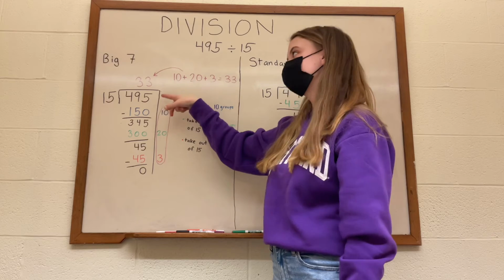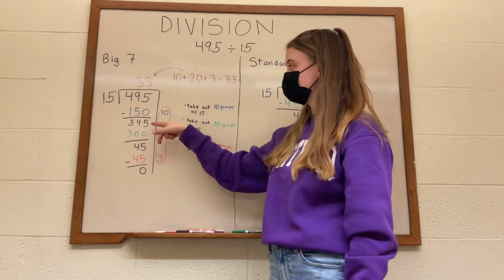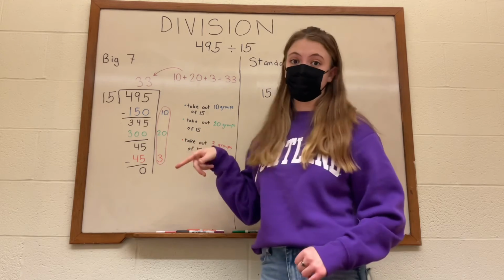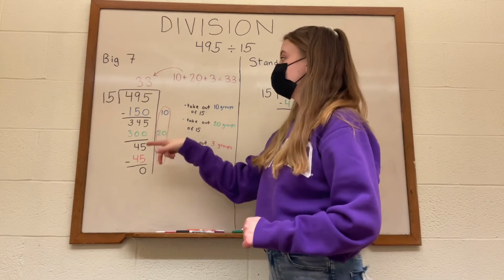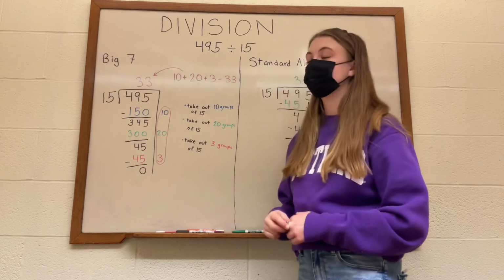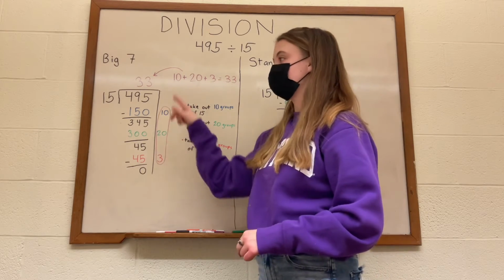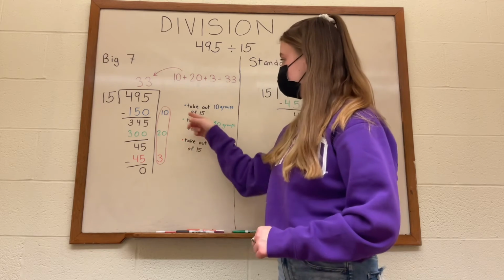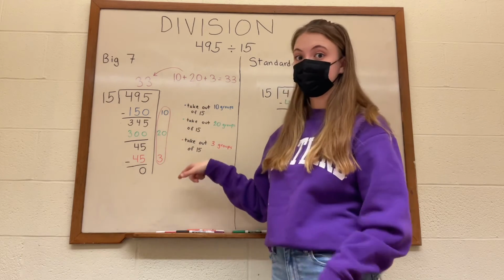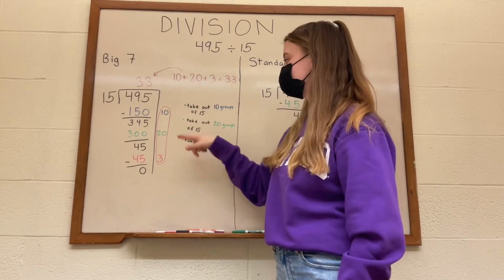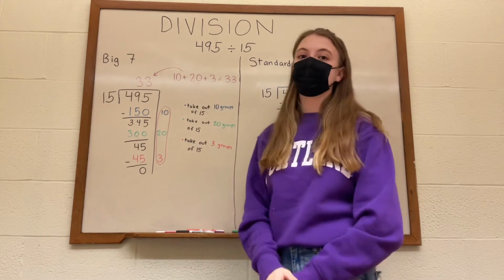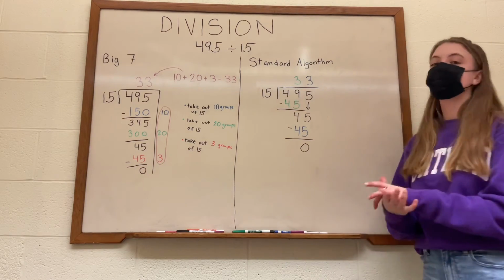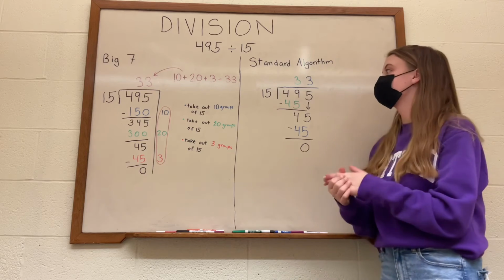And if you subtract that from 495 you get 345, and then from there, I took out 20 groups of 15, which is 300, and got 45. And then 45 is just 3 groups of 15, so I took out the last 3 groups. Then you add up the amount of groups you took out, so 10, 20, and 3, to get 33 as your final answer.